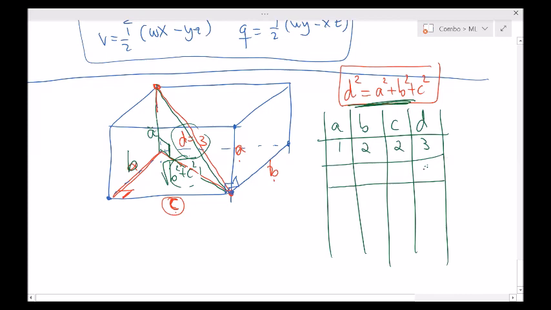I claim you can get a 7. Can you give me the dimensions of the 7? The d squared is 49. How can you get a 49? Which squares do you add up to get a 49? There's no smaller between them. You can never get a 4, 5, or 6.